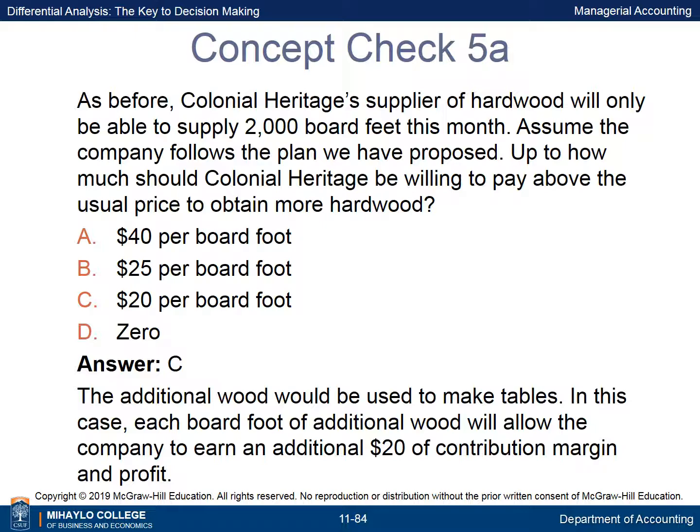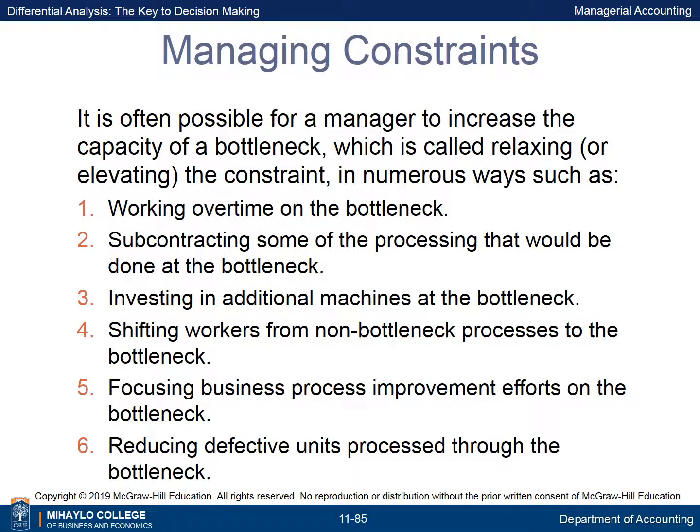The additional wood would be used to make tables. In this case, each board foot of additional wood will allow the company to earn an additional $20 of contribution margin and profit. It is often possible for a manager to increase the capacity of a bottleneck, which is called relaxing or elevating the constraint, in numerous ways, such as 1. Working overtime on the bottleneck.